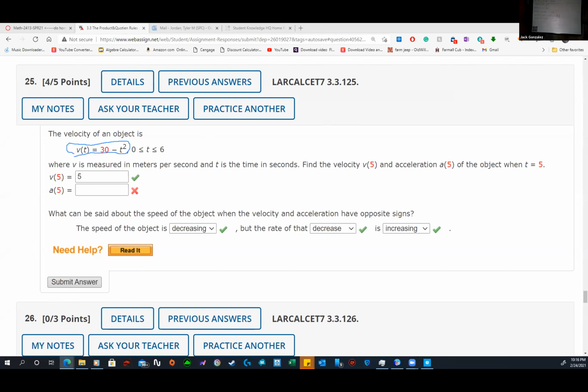v of t equals 20. And negative 2t. Right, okay. So negative 2t is going to be the acceleration function. So you plug in a 5 into that function. Okay. So negative 2 times 5. Okay. I see where I went wrong now.